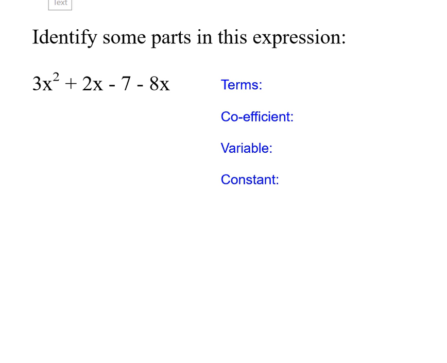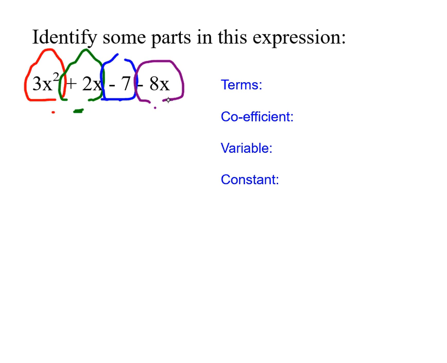So I might take a pen and circle different terms that I see, and I include the sign when I'm doing that. So now I can see that there are 4 terms here, and the terms are 3x squared, 2x, negative 7, and negative 8x.